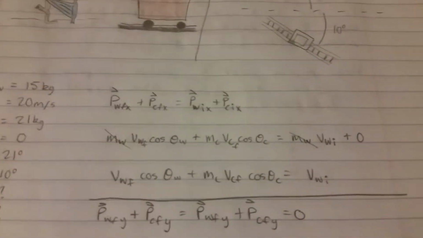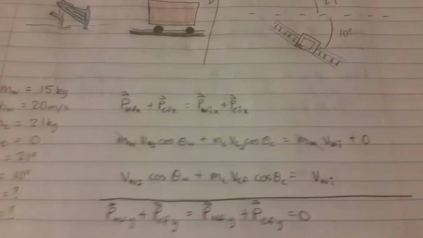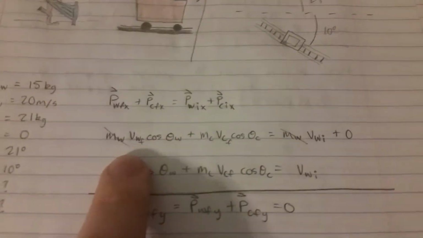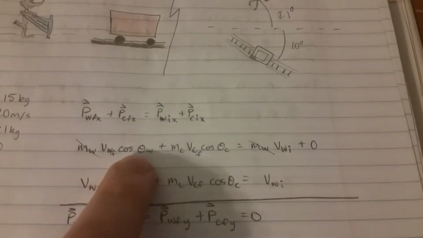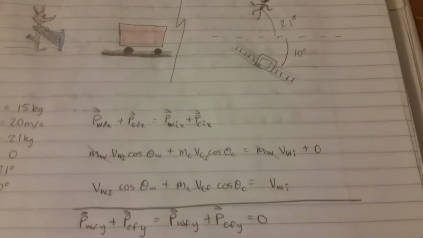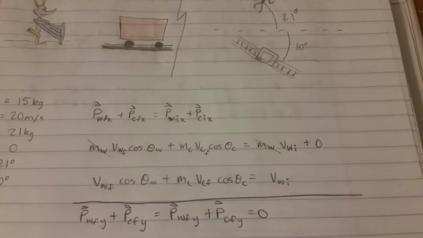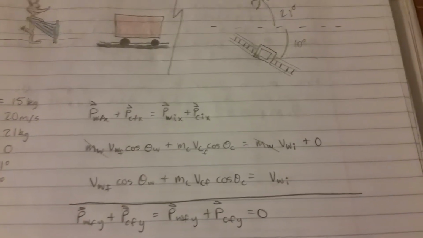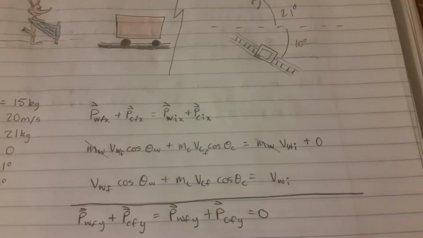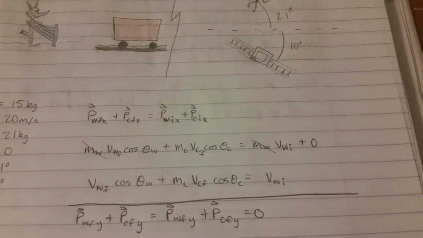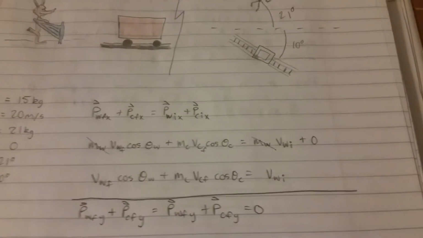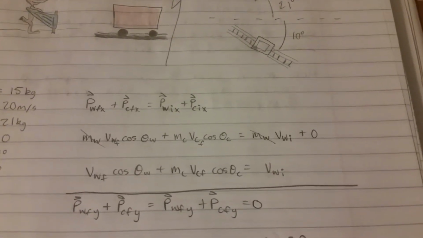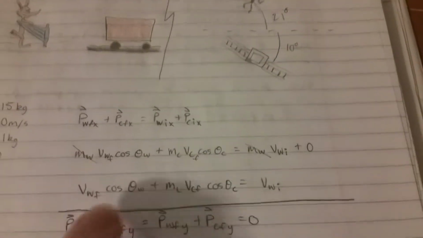So if we substitute momentum for mass times velocity, then we have the mass of Wile times the velocity of Wile final times cosine of theta of Wile plus the mass of the cart times the velocity of the cart final times cosine of theta of the cart equals the mass of Wile times the velocity of Wile initial plus 0 since the cart is at rest. So then we can cancel the masses, which gives us this equation.